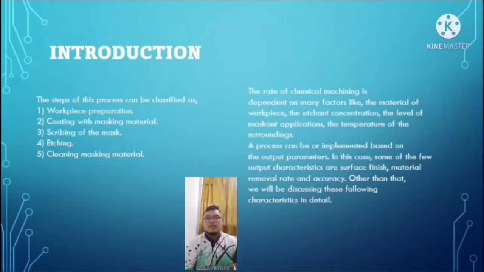The rate of chemical machining is dependent on many factors like the material of workpiece, the etchant concentration, the level of masking application, and the temperature of the surroundings. A process can be implemented based on the output parameters. In this case, some of the output characteristics are surface finish, material removal rate, and accuracy. Other than that, we will be discussing these following characteristics in detail.